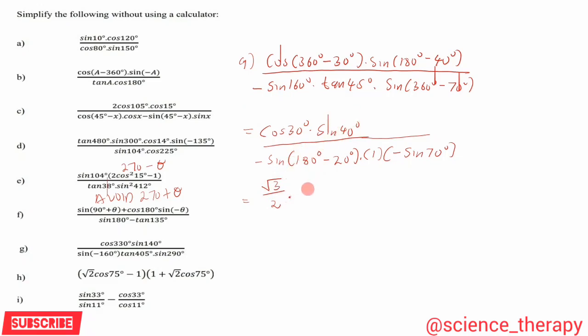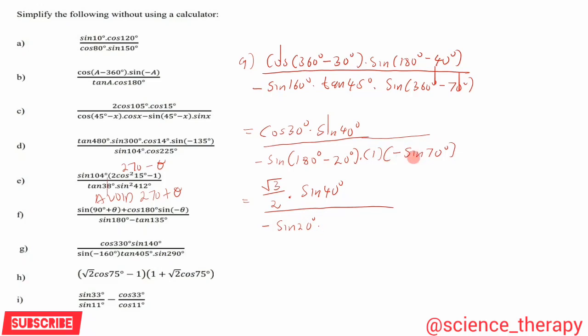Then we have sine 40 degrees. Let's write it, sine 40 degrees. Now dealing with the numerator here, this is negative sine 180 degrees minus 20. We know sine in the second quadrant is positive, but we have this negative here, so we're going to write sine 20 degrees. Now let's go to this one.